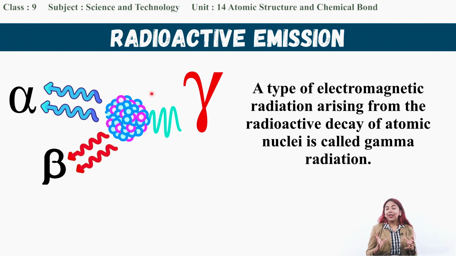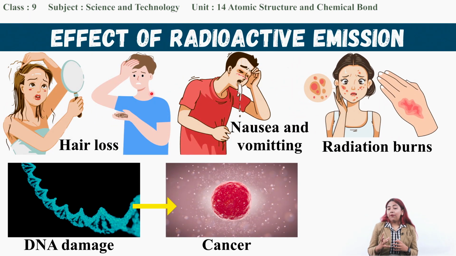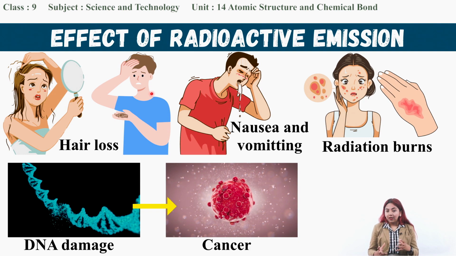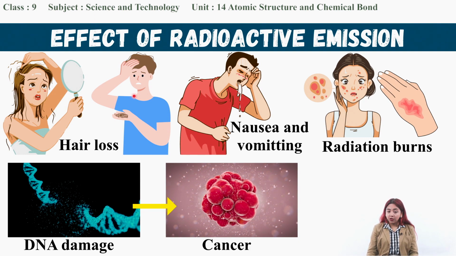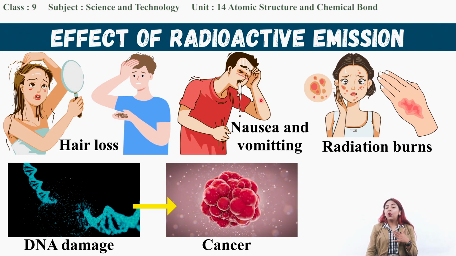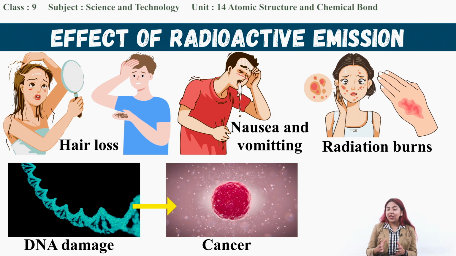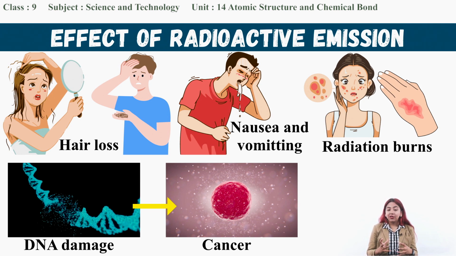Now, all these radioactive emissions are very harmful to us. The effects of these radioactive emissions are that they might cause hair loss, nausea and vomiting, and a little longer exposure may cause radiation burns on our skin. Prolonged exposure may also cause DNA damage. So, it damages the DNA and may cause various mutations in the organism.